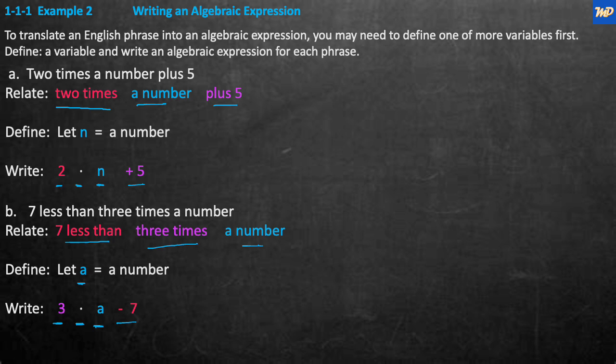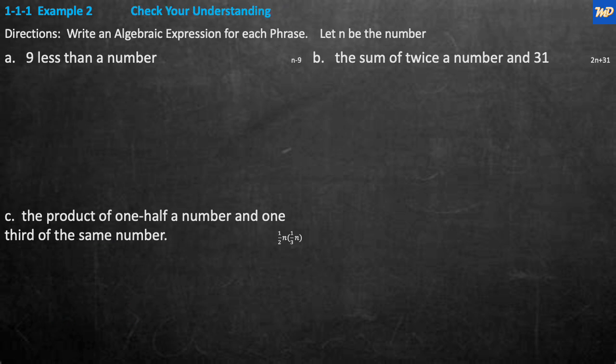Okay, good. Example 2, check your understanding. Write an algebraic expression for each phrase. Let n be the number. So for all 3 of these problems, you can use n. You can pick any variable you want, but when we work them together, I'm going to be using n. But you could use A, B, C, whatever you would like. Stop the video, work them out, and then come on back and we'll work them together.